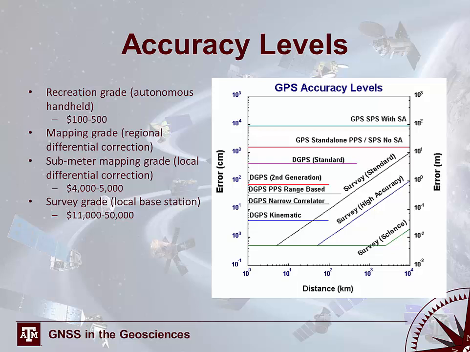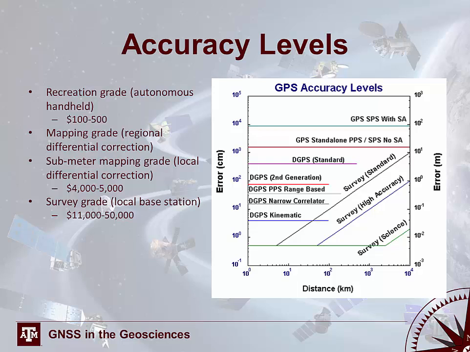So if we look at the accuracy levels of a whole wide variety of different surveying and GPS systems, we can see that our recreational grade or our autonomous handheld units, such as the ones distributed throughout the class, typically cost $100 to $500. In the case of the ones currently available to you guys, they run in that range. However, the accuracy of those or the error of those is much, much worse. When you increase to mapping grade, which have a regional correction or differential correction, you improve your accuracy. You also add a little bit of cost.